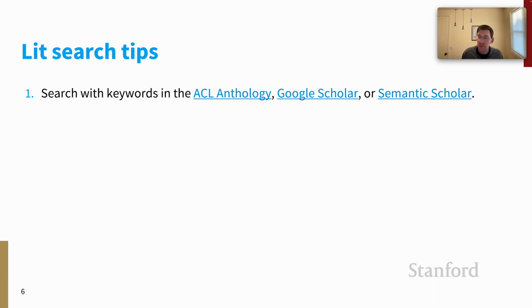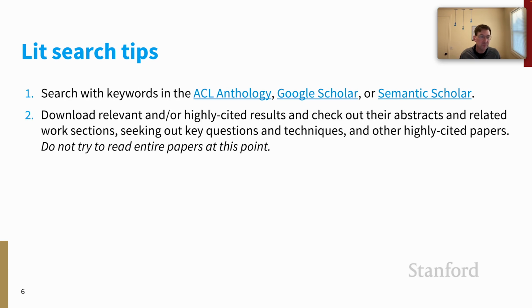But don't limit yourself to that. You should branch out also and check Google Scholar and Semantic Scholar. In this course, we really value interdisciplinary work, and so you want to connect with other literatures besides NLP in many cases. Next step, download relevant and/or highly cited results and check out their abstracts and related work sections.